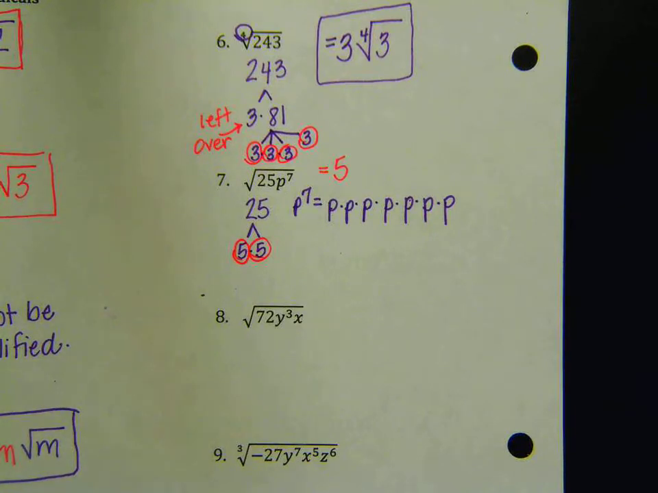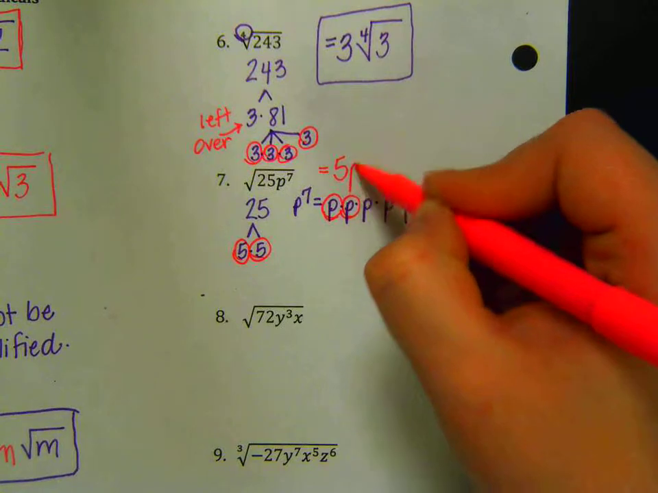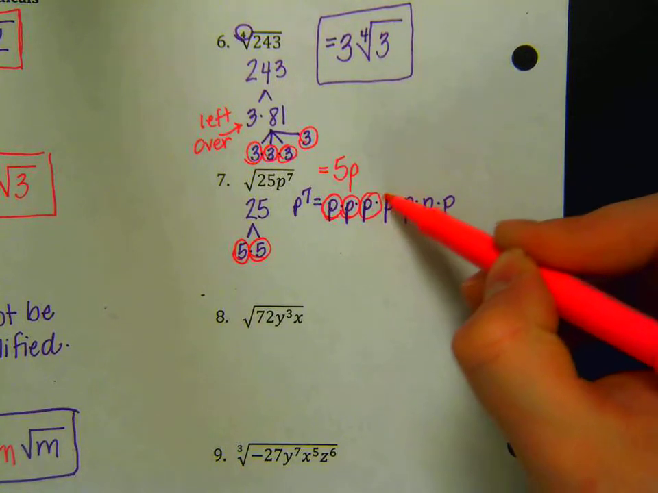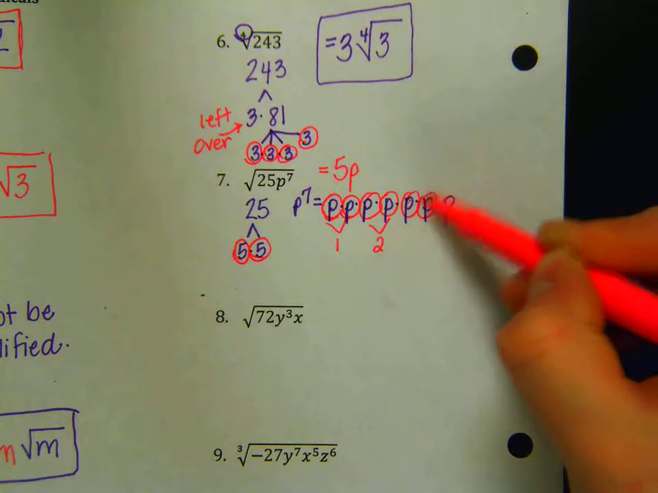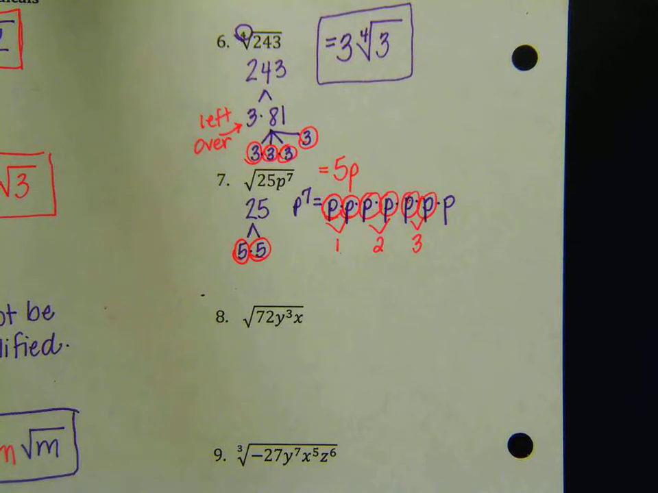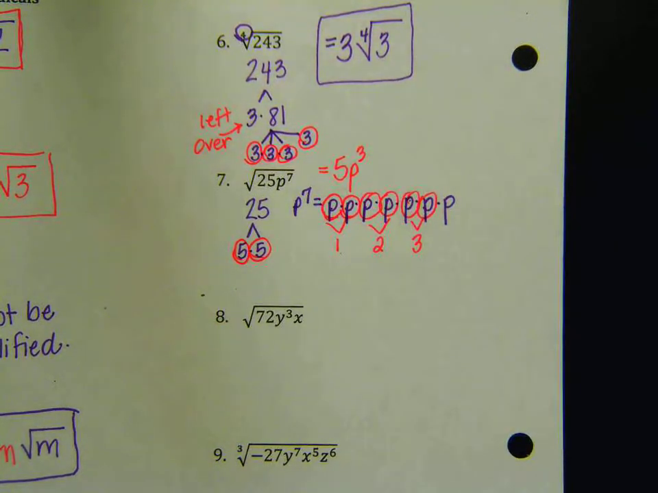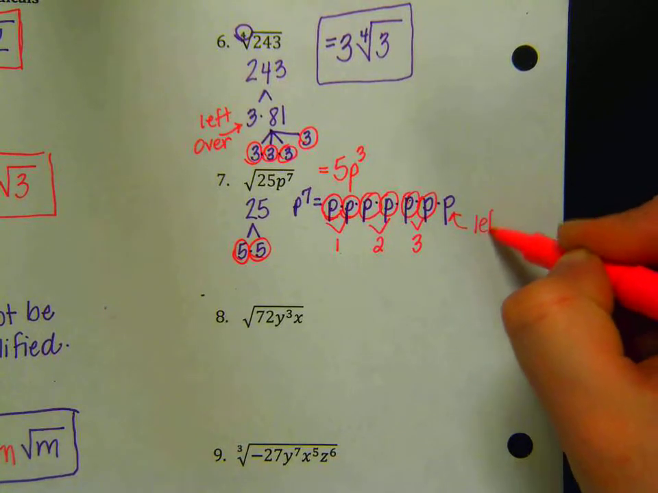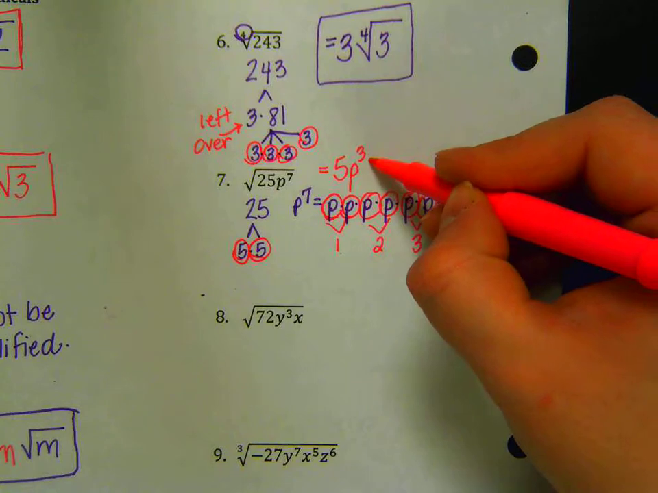Here's one group of p's. Second group of p's, so that's one group, that's 2 groups, that's 3 groups. So I have p cubed, because there were 3 groups of that. And then 1 lonely p left over. So I have 5 p cubed times the square root of p, and that's my final answer.